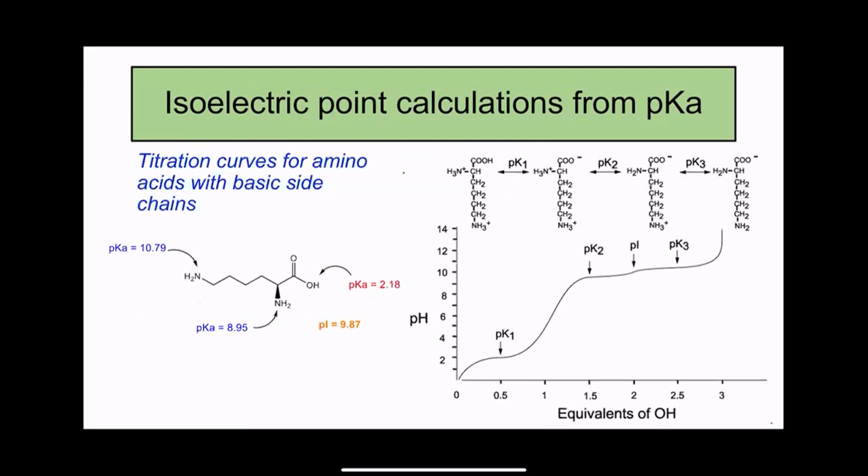And then here is where it's a little bit different. Your PI will hit at the second full equivalent of your base. So you'll have your pKa of your carboxylic acid at your 0.5 equivalent. And then at 1.5, this is your pKa of your other amine group. Your PI will be at your second full equivalent of base. And then at the next half equivalent will be your pKa of the second side chain.